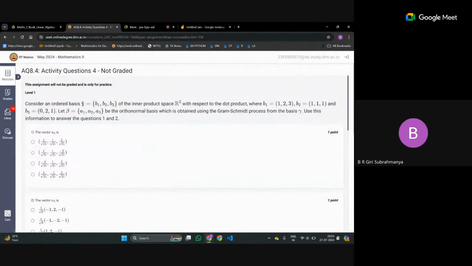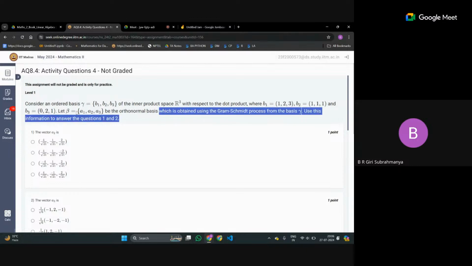So in 8.4, they have given a basis gamma, and the inner product space, consider the basis for an inner product space of R3 with respect to dot product. So the inner product here will be the dot product. Now B1 is (1, 2, 3), B2 is (1, 1, 1), and B3 is (0, 2, 1). Now beta A1, A2, A3 is an orthonormal basis. Orthonormal basis means in this basis set, every vector is orthogonal to each other, and the length of every vector is 1.